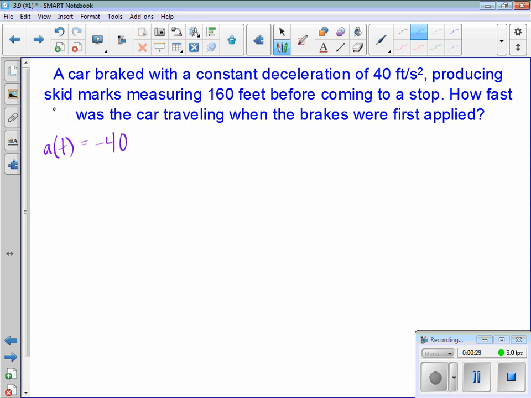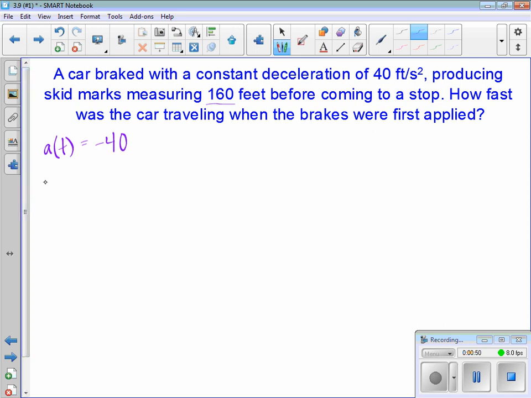It says it produces skid marks measuring 160 feet before coming to a stop, so we're definitely going to be using that at some point. How fast was the car traveling when the brakes were first applied? So it just seems like this is all we have, but it's not really the case. What would I do to get the velocity based off the acceleration?